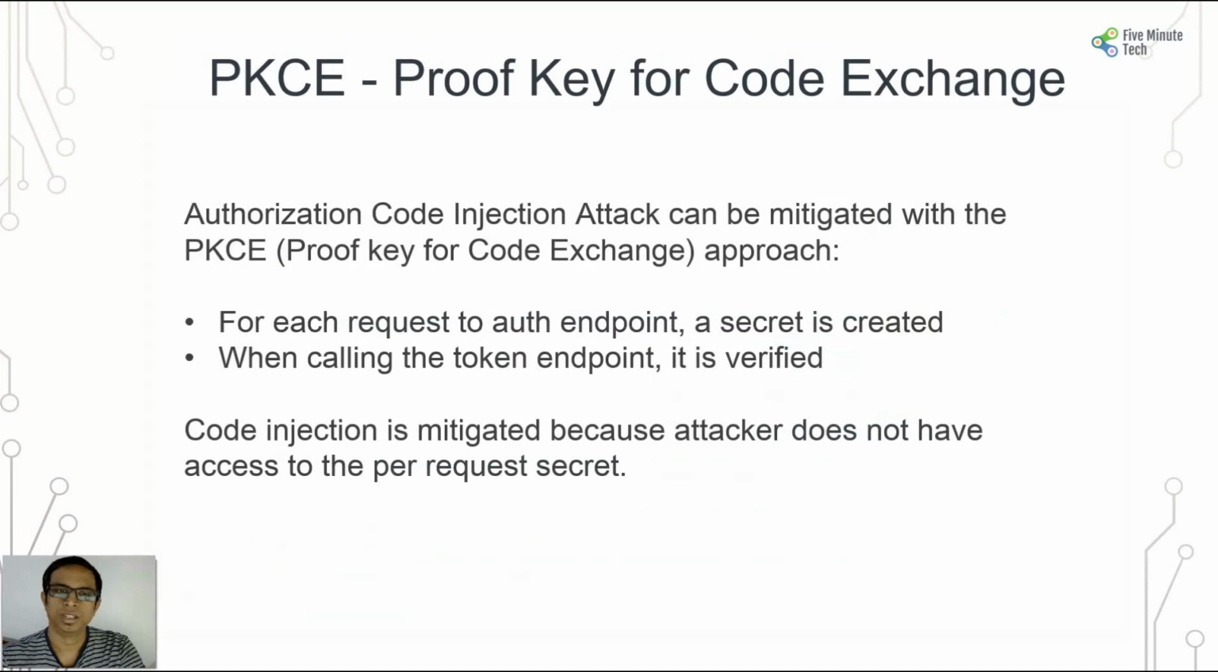And now there are certain problems in the authorization code flow. What if a malicious user gets access to the code which we just talked about? So that's why there is a proof key for code exchange implementation. Authorization code injection attack can be mitigated with PKCE. We call it PKCE, that is the proof key for code exchange approach. For each request to the auth endpoint, a secret is created, and when calling the token endpoint, it is verified. So there is a secret which is used to identify that the correct user is asking for the token. Code injection is mitigated because the attacker does not have access to the per-request secret.